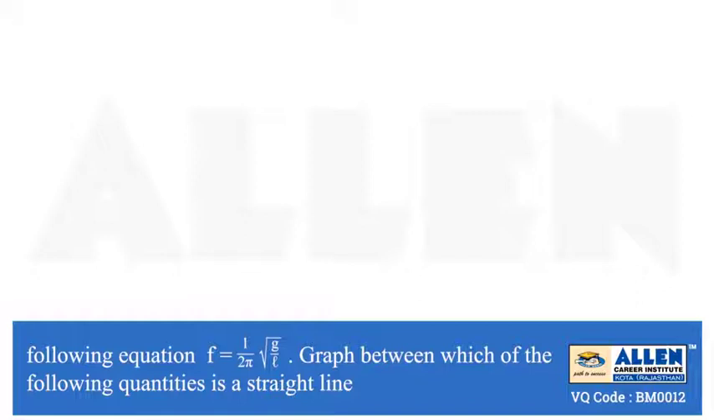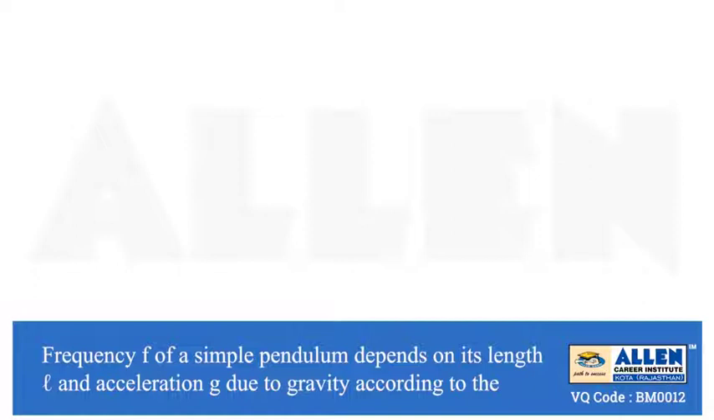So in this question we have to find the relation between two quantities for which it comes out to be a straight line. According to our options, we have to see one by one in which of the following quantities the relation will be a straight line.